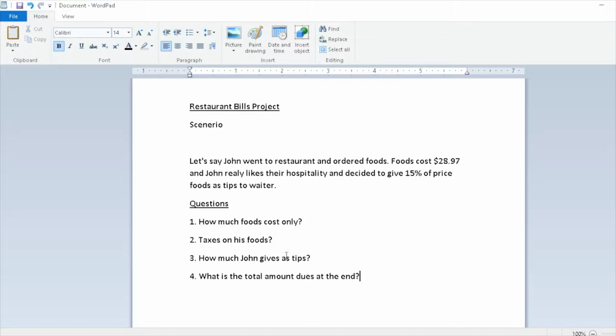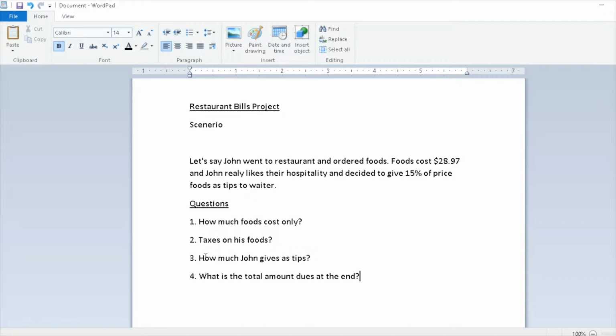And how much John gives as a tip. The author says here he gives 15% of the price, so 0.15 times 28.97. 15% is equal to 0.15, because you need to move two decimals to the left to find the number. So it's 0.15 times 28.97, and that will give you the amount of the tip. And what's the total amount due at the end? You need to add 28.97, plus the answer of number 2, plus the answer of number 3.